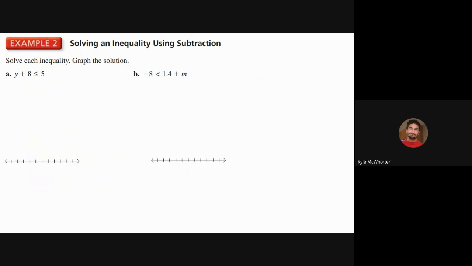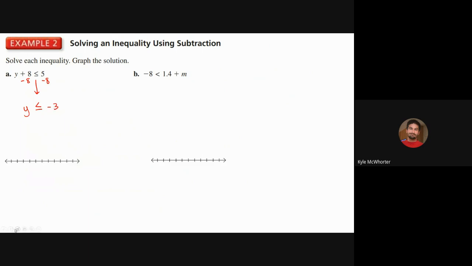So example 2, part A: y plus 8 is less than or equal to 5. In order to solve for y, we need to subtract 8 from each side of the inequality. And we get y is less than or equal to 5 minus 8, which is -3.